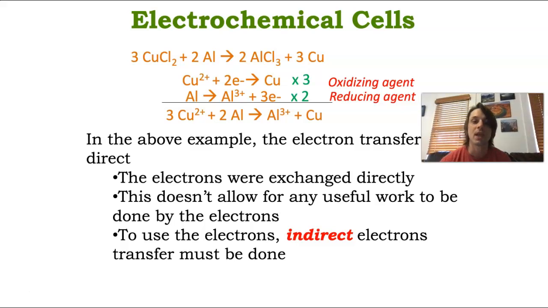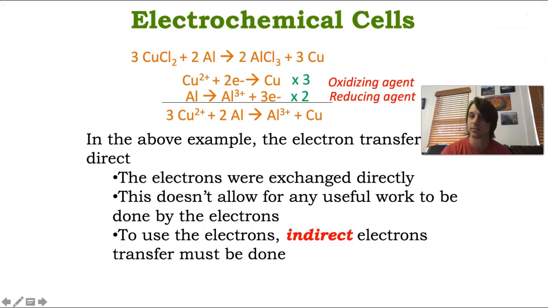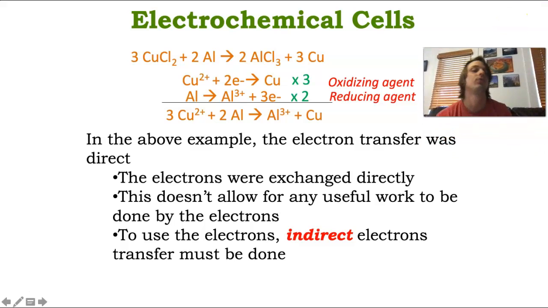Okay, so in the above example, the electron transfer was direct. I dropped the aluminum foil into the copper chloride solution, the electron transfer happened, but I wasn't able to harness that energy. This doesn't allow for any useful work to be done by those electrons being transferred. If I have this happen in an indirect means, by having them take place in two separate cells and connecting them with a wire like we saw in our first video, we can harness that energy.